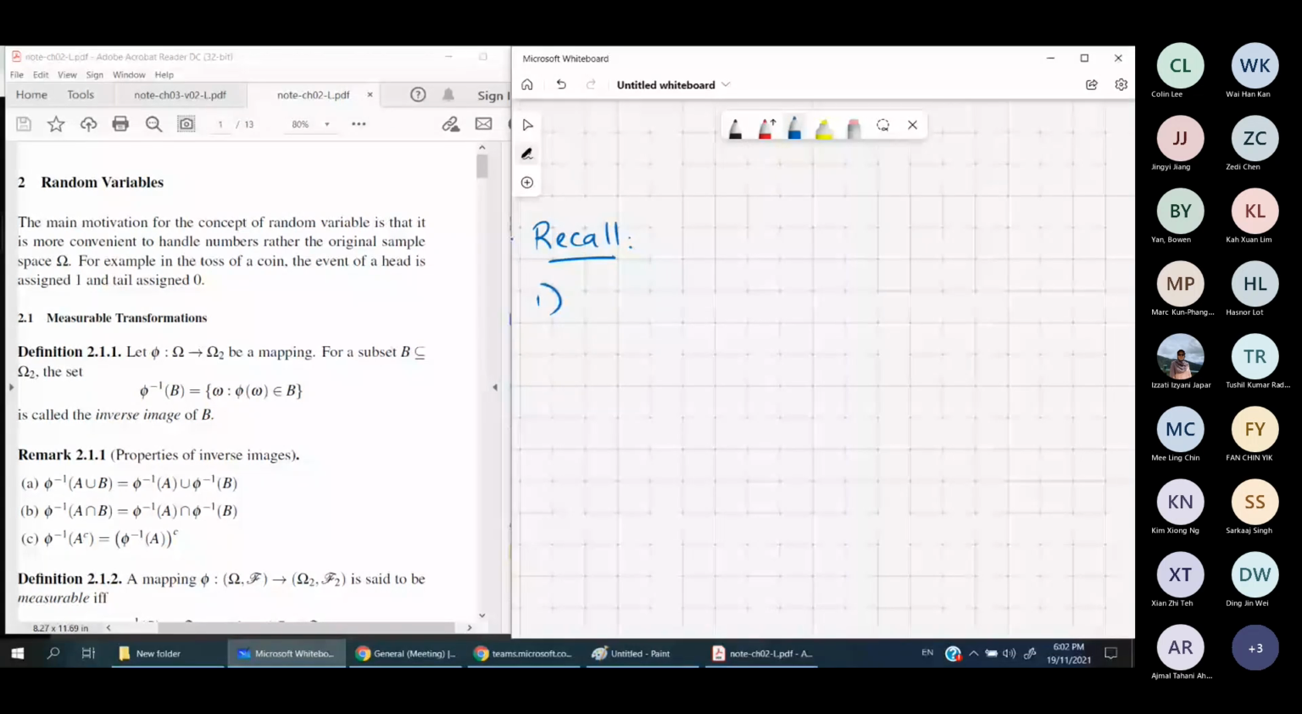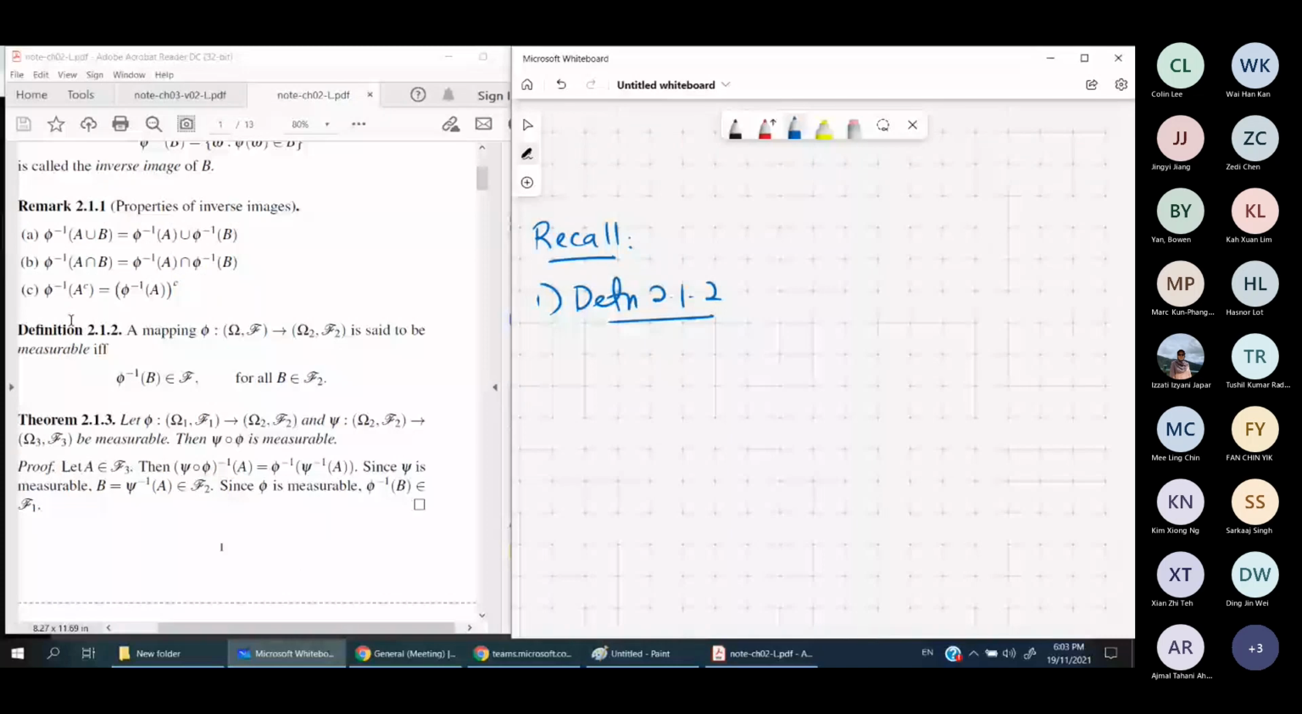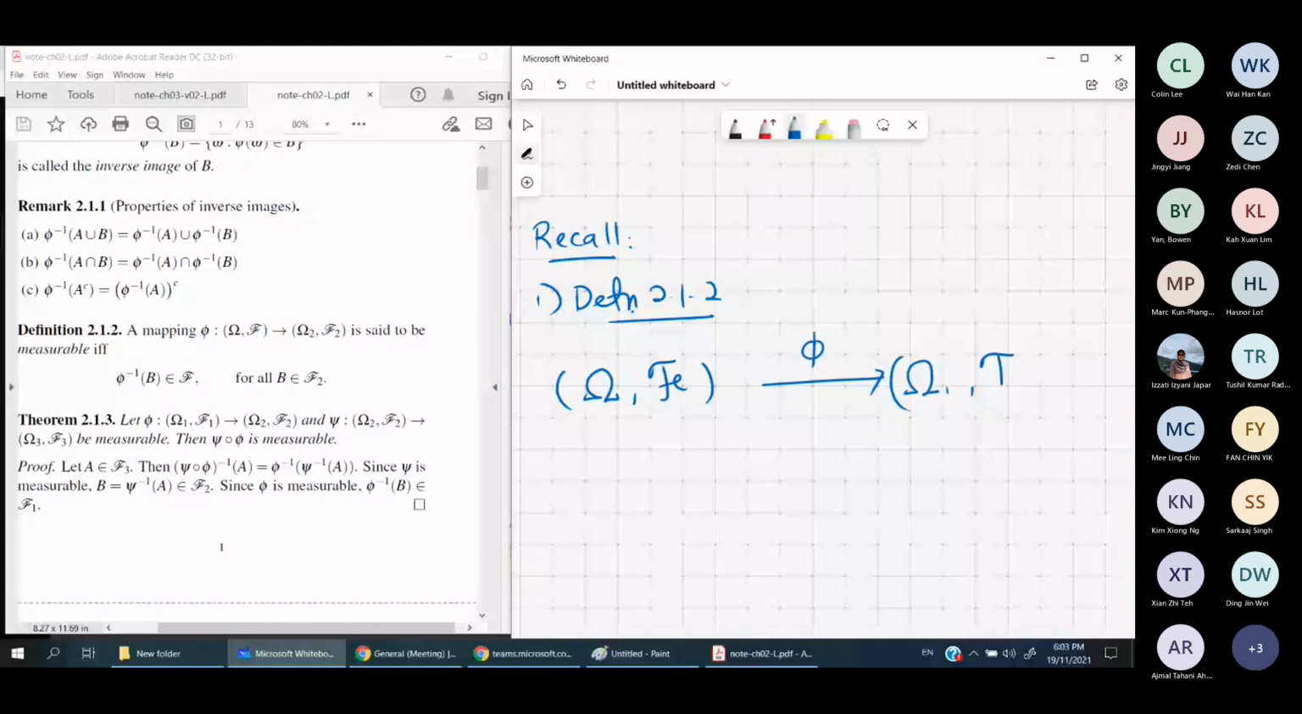Number one, we look at definition 2.1.1. For this, we look at a more general case. Supposing we have one sample space with one sigma field, so a measurable space here. And supposing we have a function phi from omega to omega 1. Of course, we consider this sample space with another sigma field here. So it's a mapping over here.